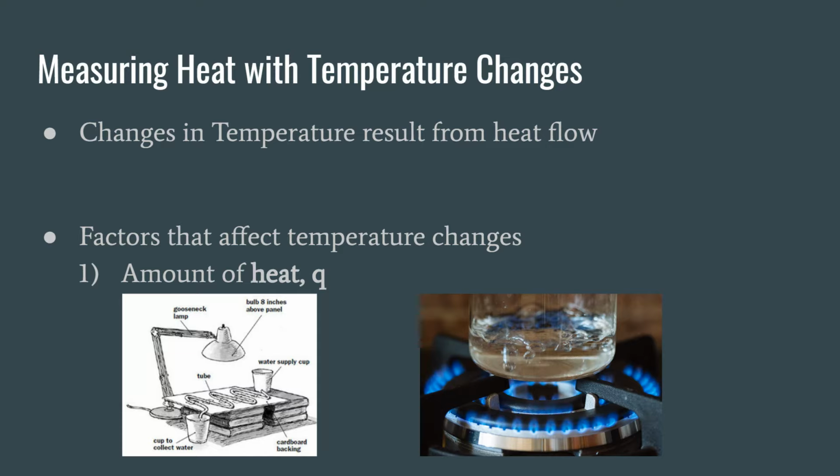Now, because heat leads to temperature changes, we're going to measure the amount of heat using temperature changes. And we've got to consider that temperature changes really depend on three factors. The first one, of course, is the amount of heat that I put into something. For example, heating a water sample with a table lamp versus heating on a stove. The stovetop is going to be putting out more heat, and it's going to be able to heat up the water to a higher temperature.